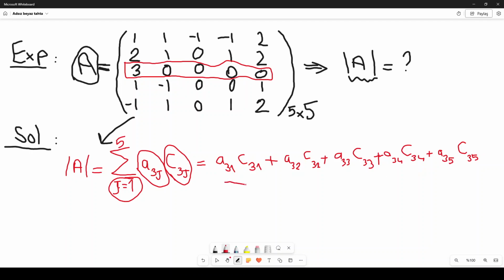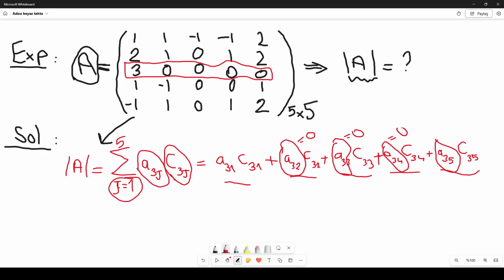Now here's the good news. Even though we have 5 terms in this summation, if you notice, all the entries in this row besides the first one are equal to 0. So I just pointed out here, this value is equal to 0, this value is equal to 0, this value is again equal to 0, and this one is also equal to 0. That means we don't need to compute the cofactors where we multiply by 0. So this term is 0, this term is 0, this term is 0, and this term is 0, because regardless of the value of the cofactor, multiplying it by 0 will give us 0.